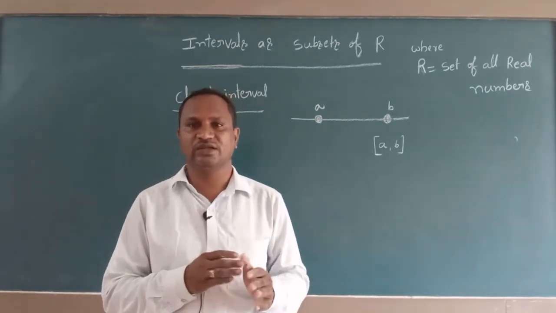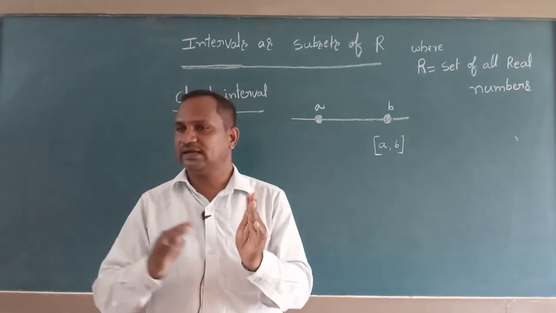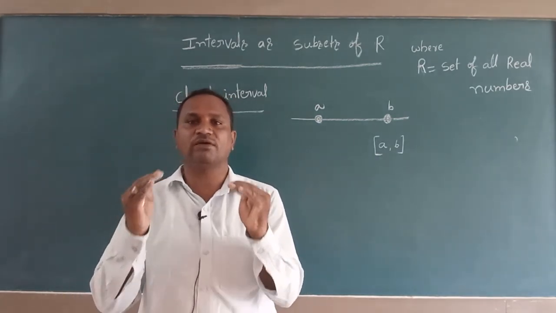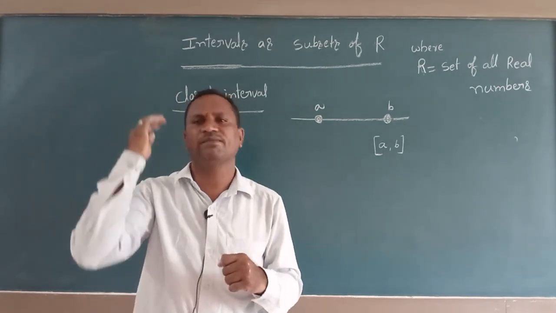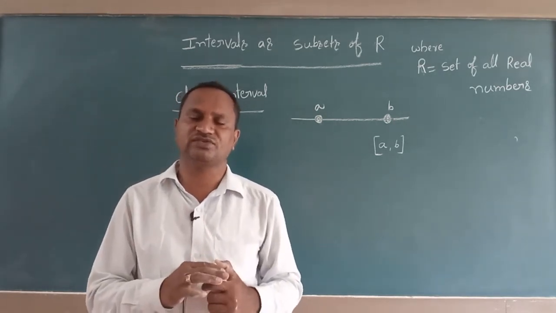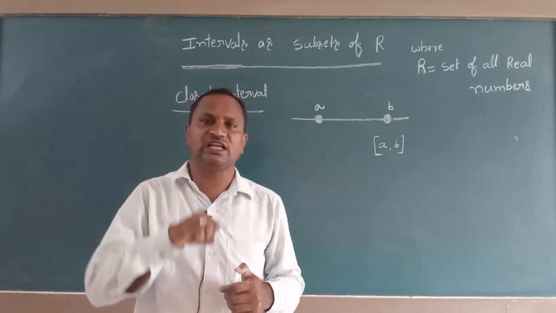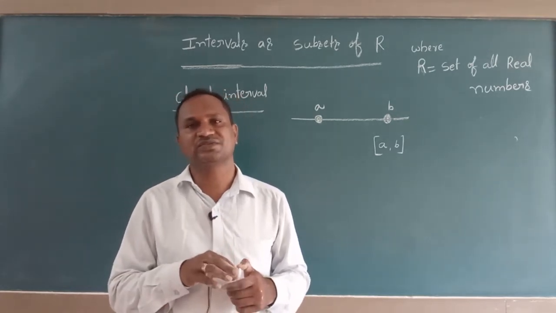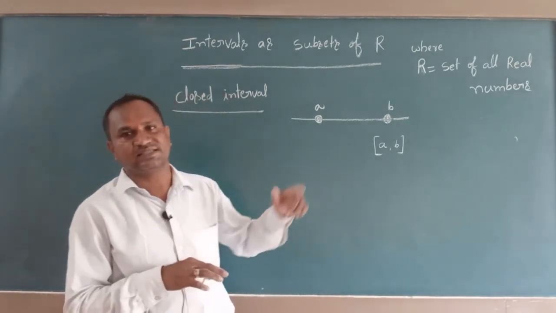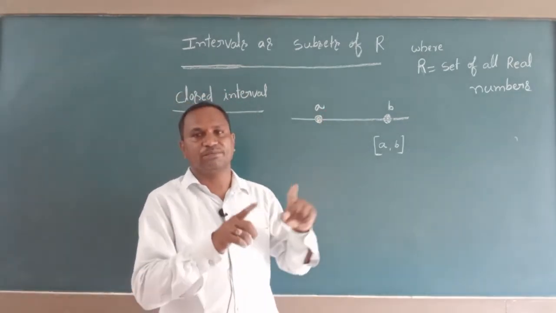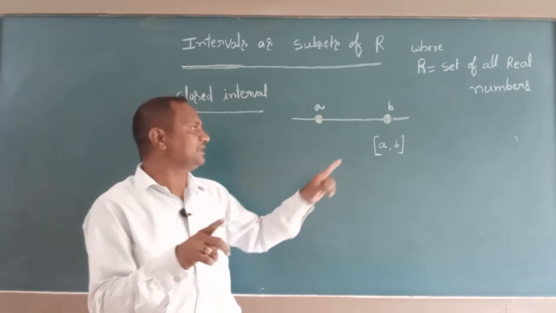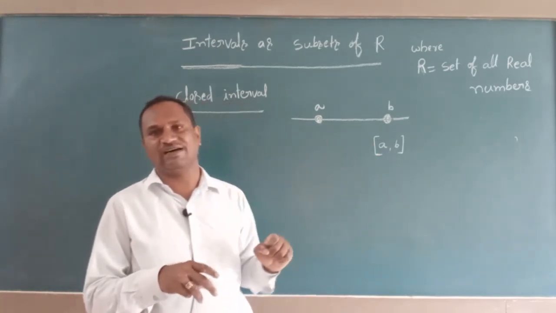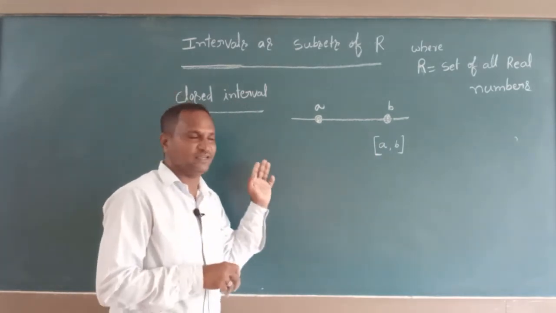Example also I told. For example, you can take 10 and as the second number 15. From 10 to 15, how many real numbers are there? So many, an infinite number of real numbers. With the help of those real numbers, we are forming some subsets. Those subsets are called intervals, as subsets of real numbers including a and b. Including a and b means closed interval.